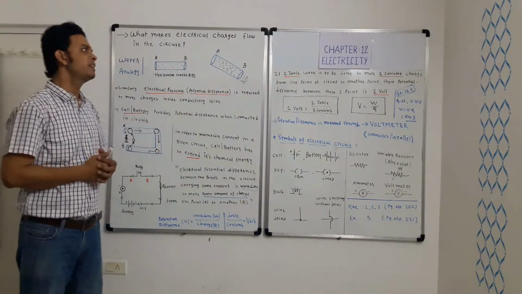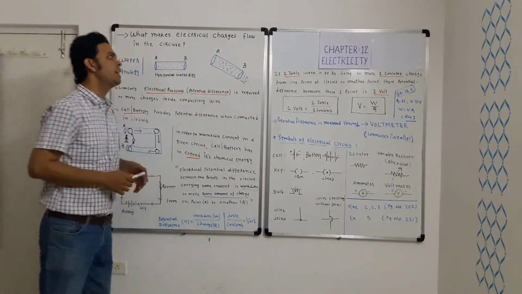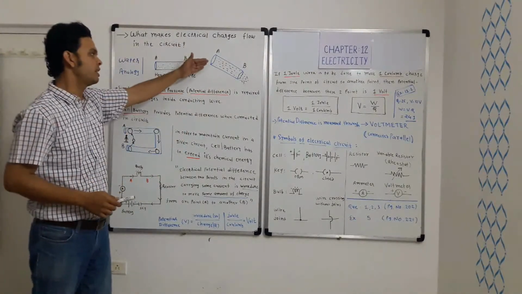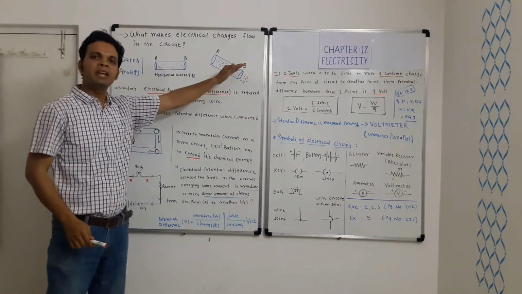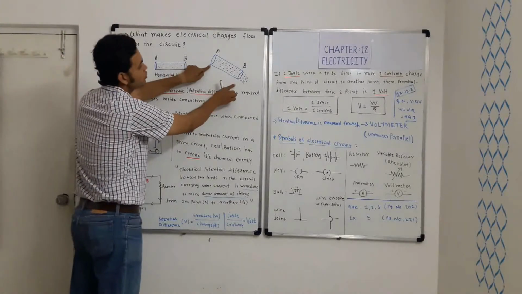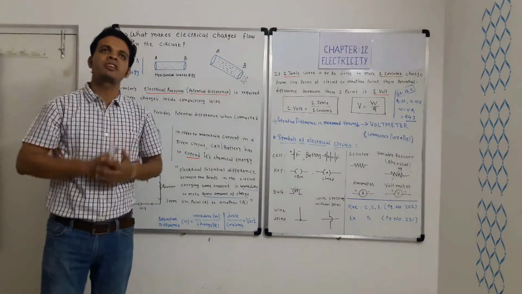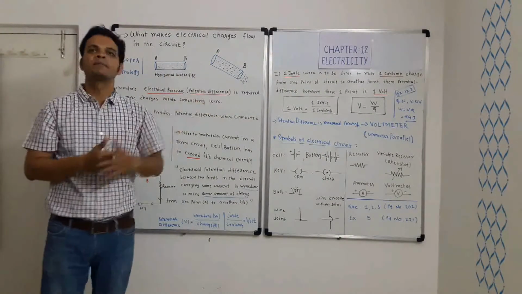The reason behind it is, here point A of this pipe will have a higher atmospheric pressure and point B will have a lower atmospheric pressure. So between these 2 points there is a pressure difference, and due to that pressure difference water is flowing.